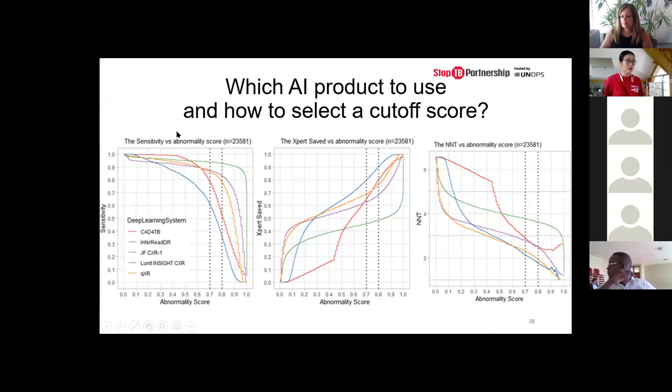So here on this graph, it looks intimidating, colorful, intimidating, but let me break it down for you. All the graphs have an x-axis of abnormality score from 0 to 1 or 0 to 100. Here we normalize CAFR-TB, which has a 0 to 100 score, to a 0 to 1 scale for ease of comparison. The first graph has a y-axis of sensitivity. The second graph has a y-axis of proportion of GeneXperts saved. Let me explain what this is.